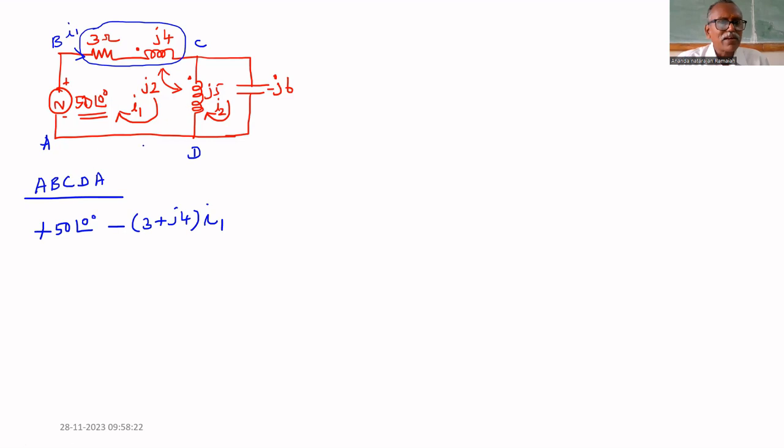Again here, what is the current? I1 minus I2. I1 minus I2 and I1 are in the same direction, both entering through the dot. Now first let us write for this j5. Minus, why? We are traveling along the current direction. That's why minus j5 (I1 minus I2).